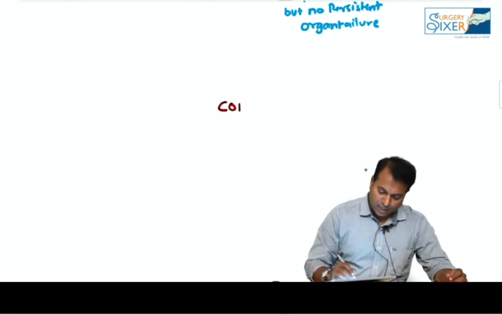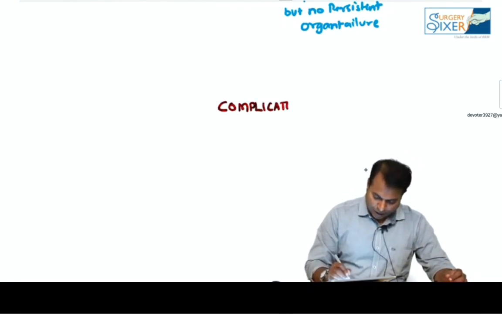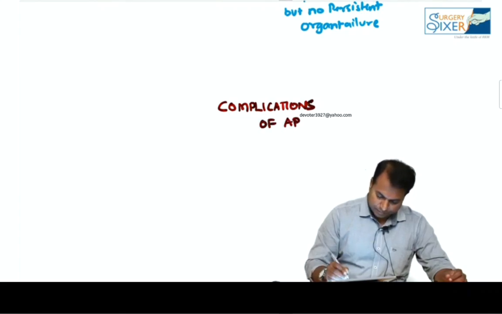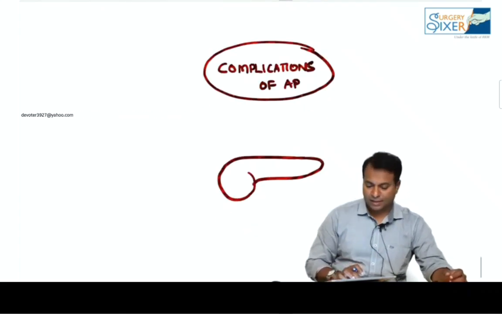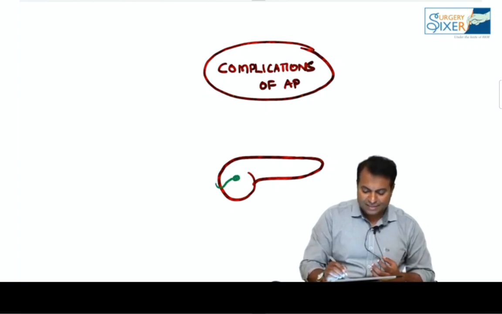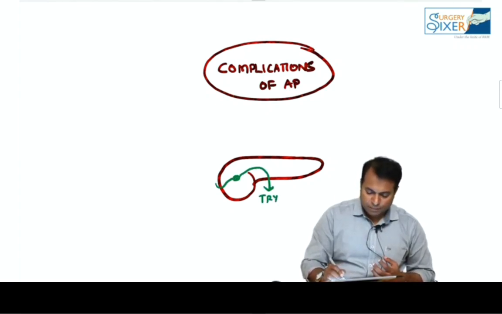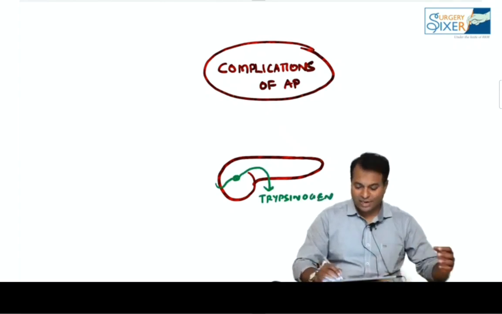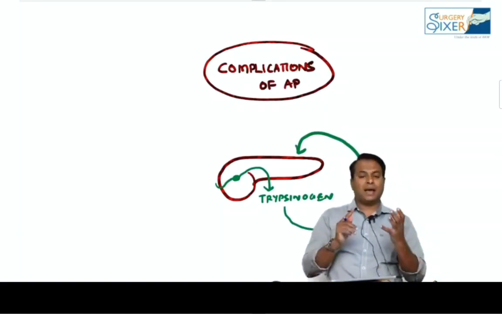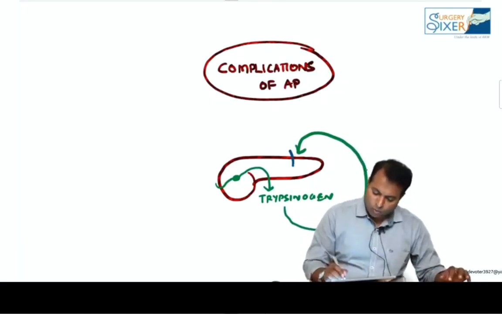Now coming to a very important topic in pancreas, acute pancreatitis: the complications of acute pancreatitis. Please remember, there is an insult on the pancreas, either by gallstones or by alcohol. The pancreas is insulted, so trypsinogen is triggered and released. You know the function of trypsinogen from physiology. It will activate all the enzymes from the pancreas, like amylase, lipase, trypsin, chymotrypsin. Everything is now released into the circulation.